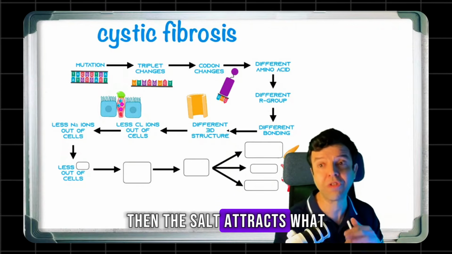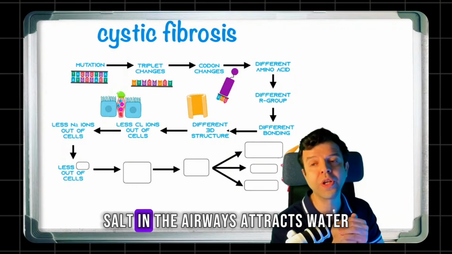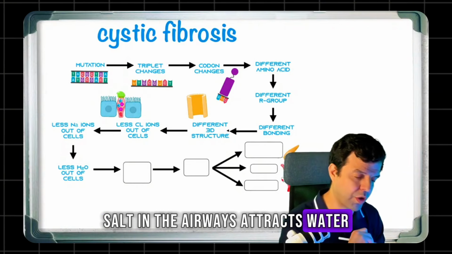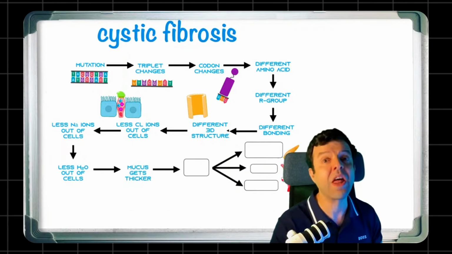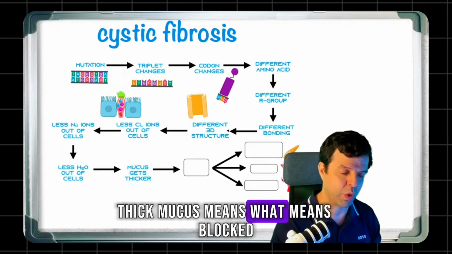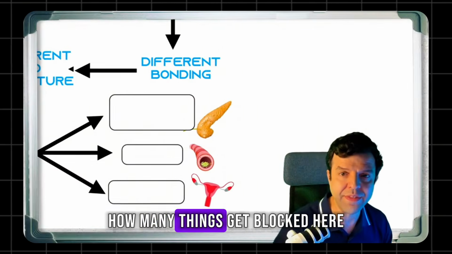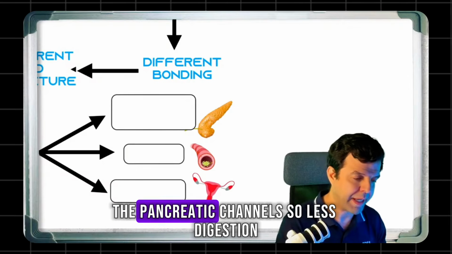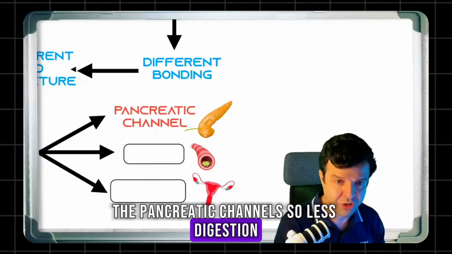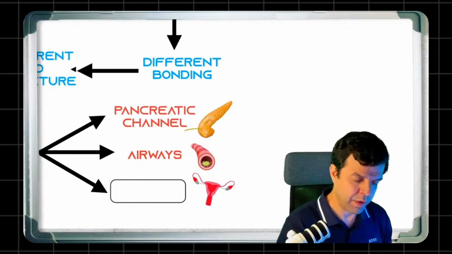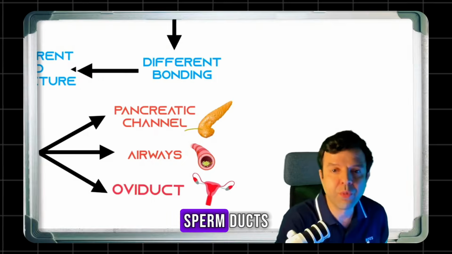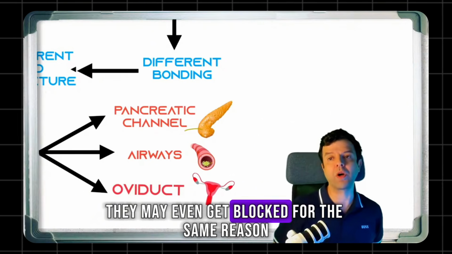Then the salt attracts what? Salt in the airways attracts water. Lack of water means thick mucus. Thick mucus means what? Means blocked. How many things get blocked here? The pancreatic channel, so less digestion. The airways, so less diffusion of gases. Oviducts, sperm ducts, they may even get blocked for the same reason.